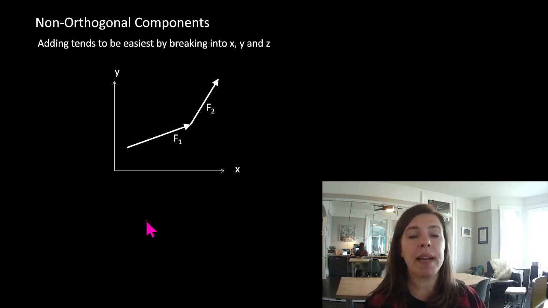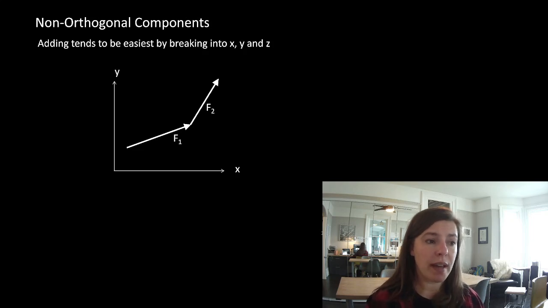So we have f1 and f2, and we want to know what the total of f1 plus f2 is. It's not a right angle, so we can't use Pythagorean's theorem or sine, cosine, tangent to add these up. We need to do something else. We need another method to add these up.